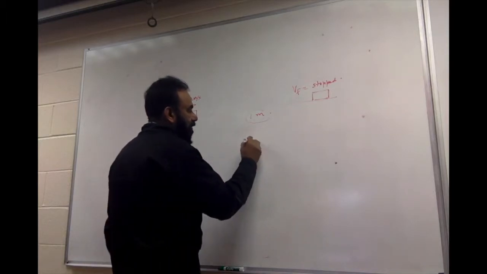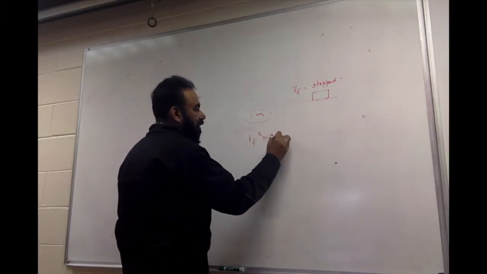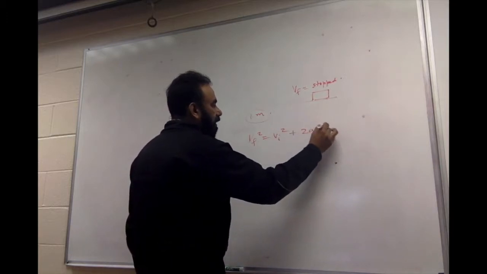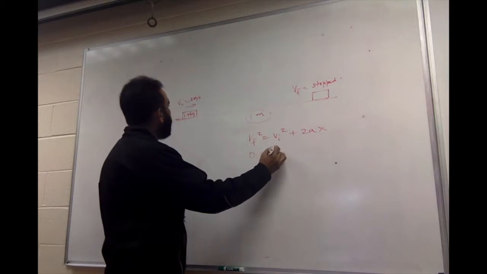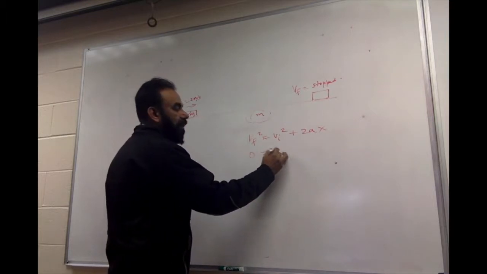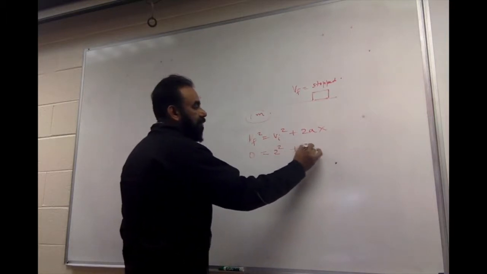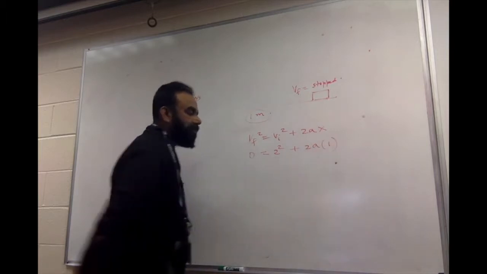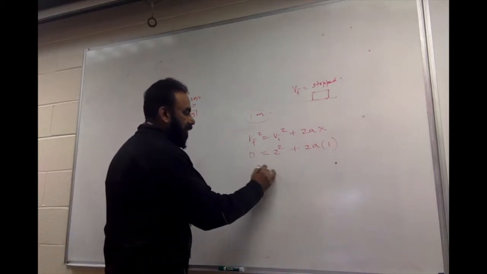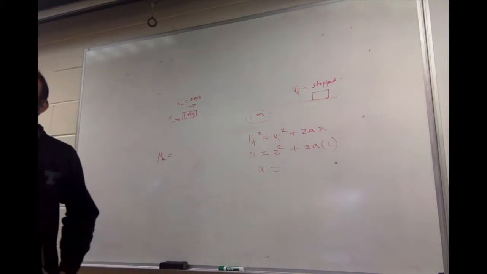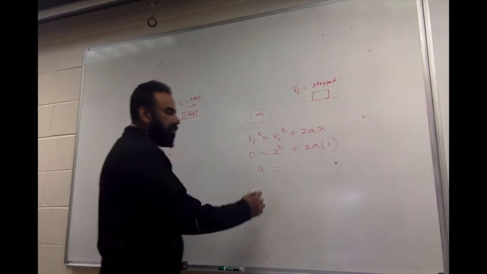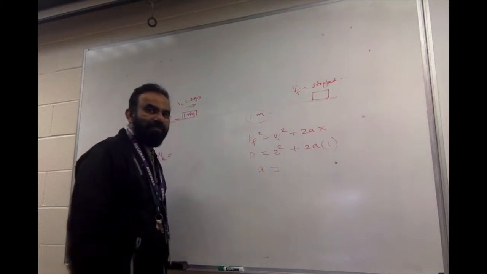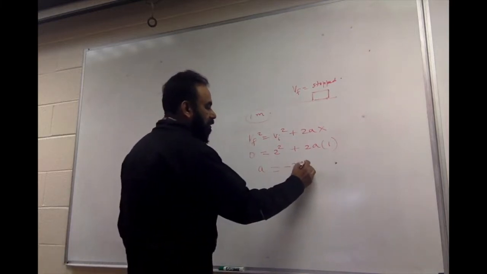Alright, so Vf squared is equal to Vi squared plus 2ax. Let's substitute. 0 equals 2 squared plus 2 times a times 1. So what is the acceleration? Acceleration is -2, minus 2 meters per second squared.